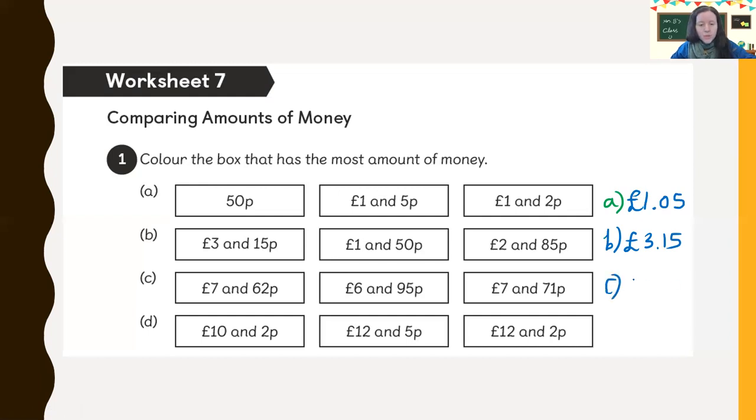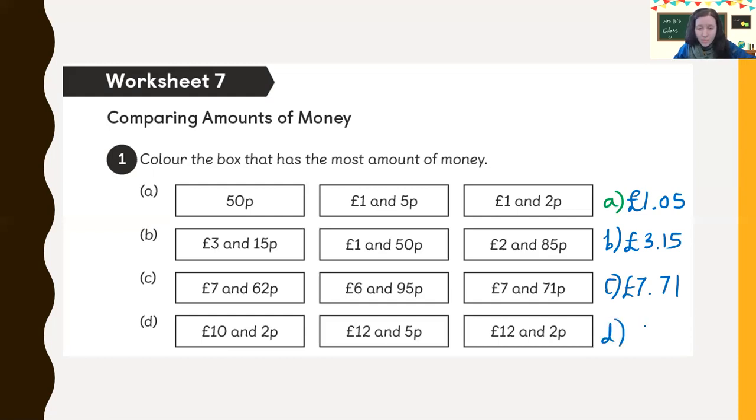Letter C, Mrs. Boucher. Okay, £7.62, £6.95 or £7.71. Okay, we've got two that have £7, which is our biggest amount of pounds. Let's look at the pence. 62 or 71, what's bigger? Got to look at the tens column, not the ones column. That's where lots of us get confused. So your answer should be £7.71, because 70 is bigger than 60.